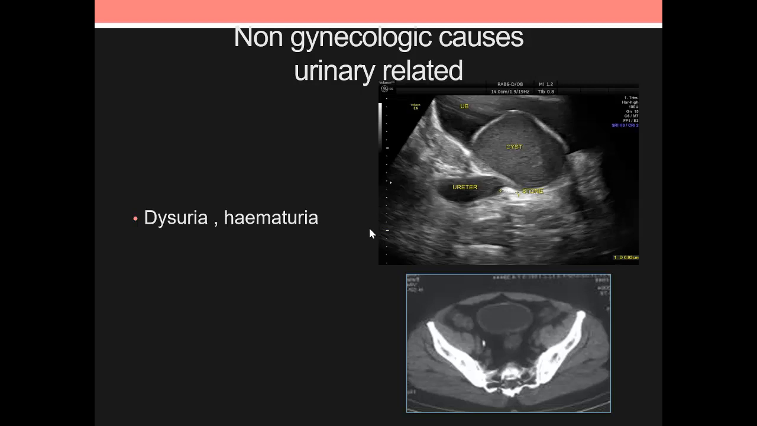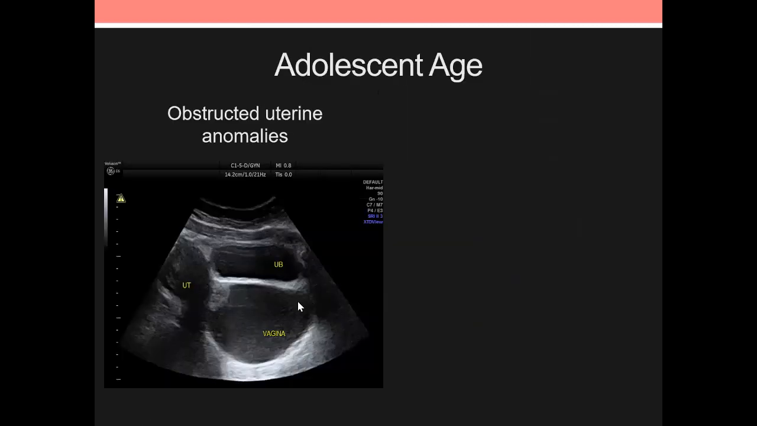Also, from the non-gynecological causes, the urinary related causes: dysuria and hematuria. If the patient comes with dysuria and hematuria, here there is a cystocele and a stone in the lower end of the ureter, with a dilated ureter. On CT we can also detect the stone here. So with either ultrasound or CT, we can detect a stone in the lower end of the ureter causing pelvic pain.